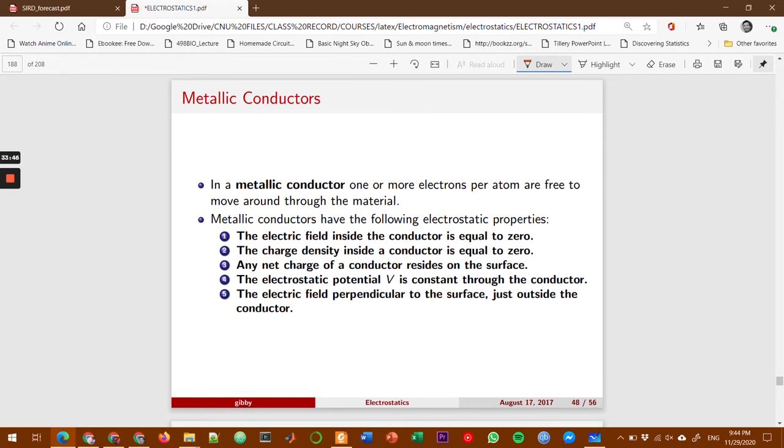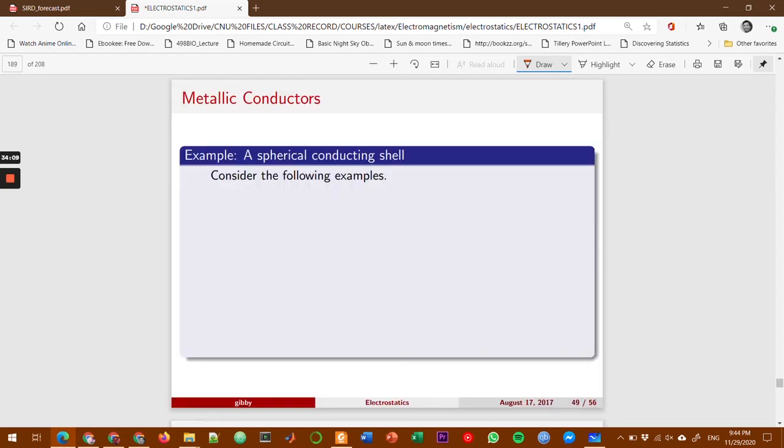And the electric field is perpendicular to the surface just outside the conductor. There would be no tangential electric field component along the conductor. If there were, it would eventually be cancelled out. So let's have an example.